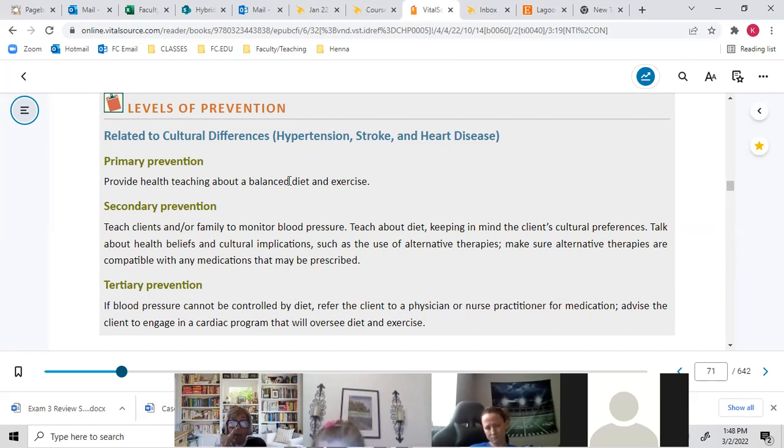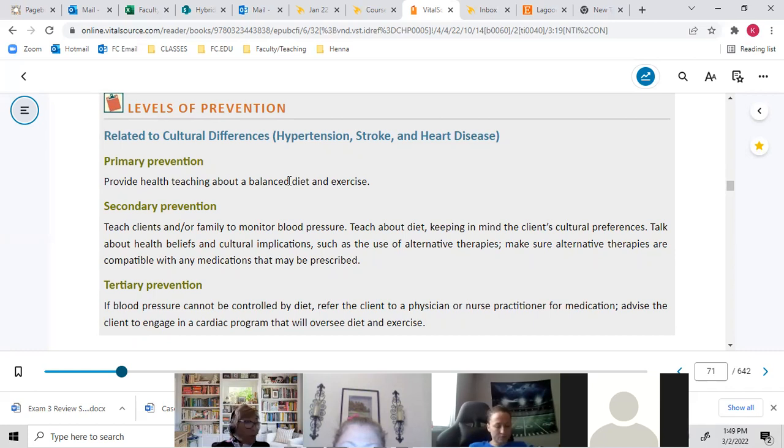Secondary, teach clients and their family to monitor their blood pressure. Teach about diet, keeping in mind the client's cultural preferences. Talk about health beliefs and cultural implications, such as the use of alternative therapies. Make sure whatever you're suggesting for alternative therapies is compatible with whatever regimen they're on now. Okay, so why is that secondary? It's in the first sentence. It's a screening. Right. We're teaching them to monitor their own blood pressure. We're asking them to screen themselves, early identification.